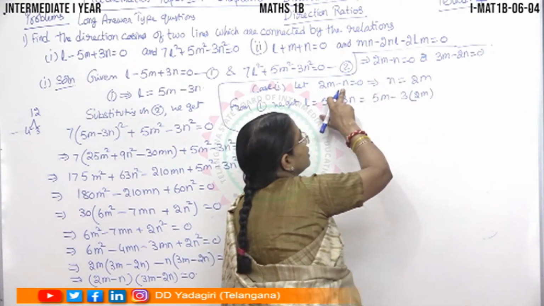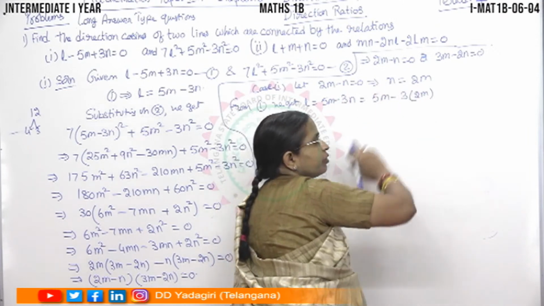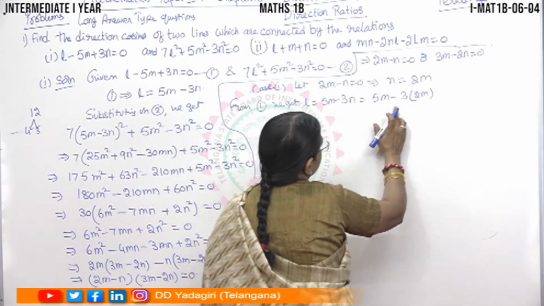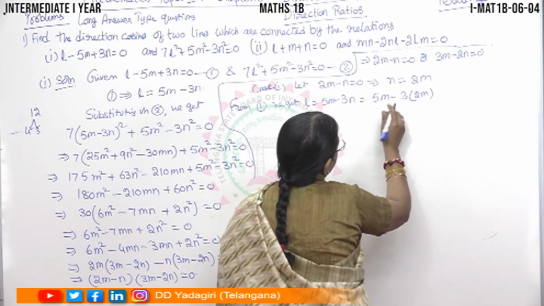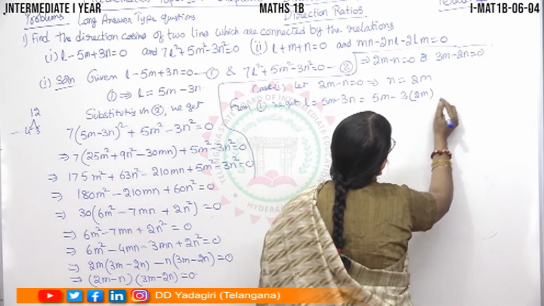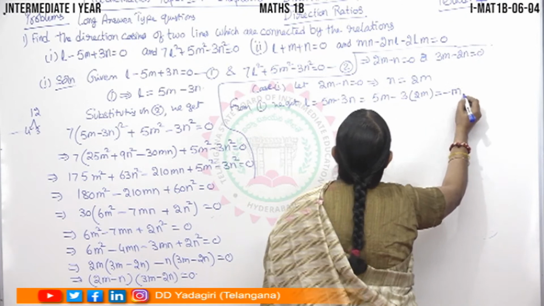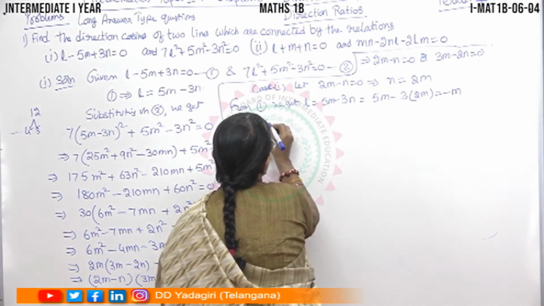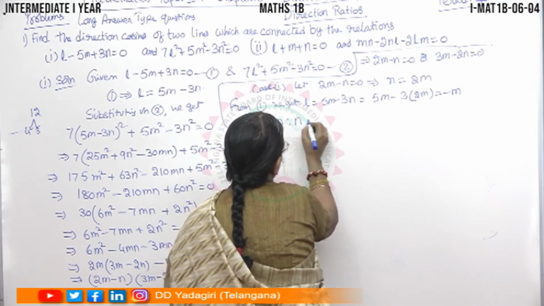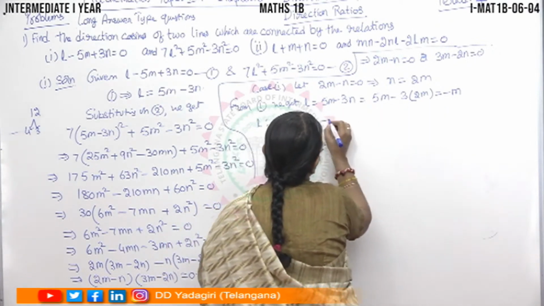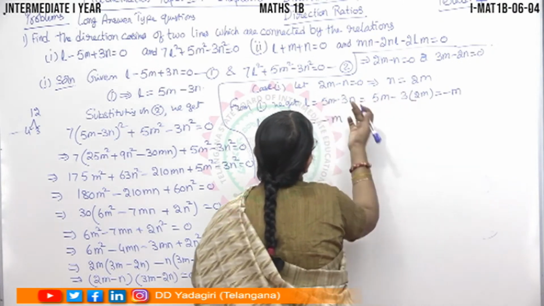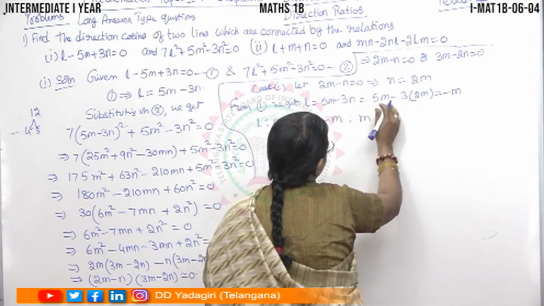Whichever is convenient, you find out. Here, because the n coefficient is 1, we found the n value. Otherwise you can find the m value later. So this is 5m minus 3 times 2m, that is 6m. So that is minus m. Now all are in terms of m. So what is L is to m is to n? L is minus m. M is m only. We'll write m as m only.